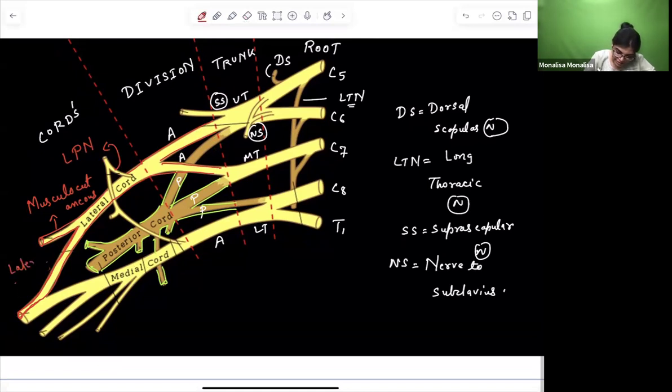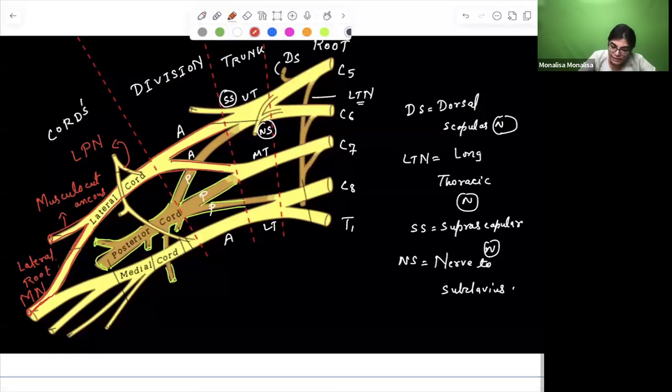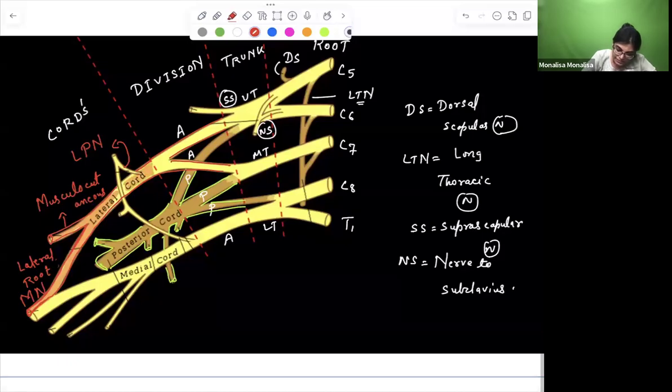This is the lateral root of which nerve? MN. MN means median nerve. So the branches from the lateral cord of brachial plexus, I just want to highlight in red color so that you will not get confused. So here all these branches are the branches from the lateral cord of brachial plexus. Okay, dear students. All these three branches, which I have highlighted in red color.